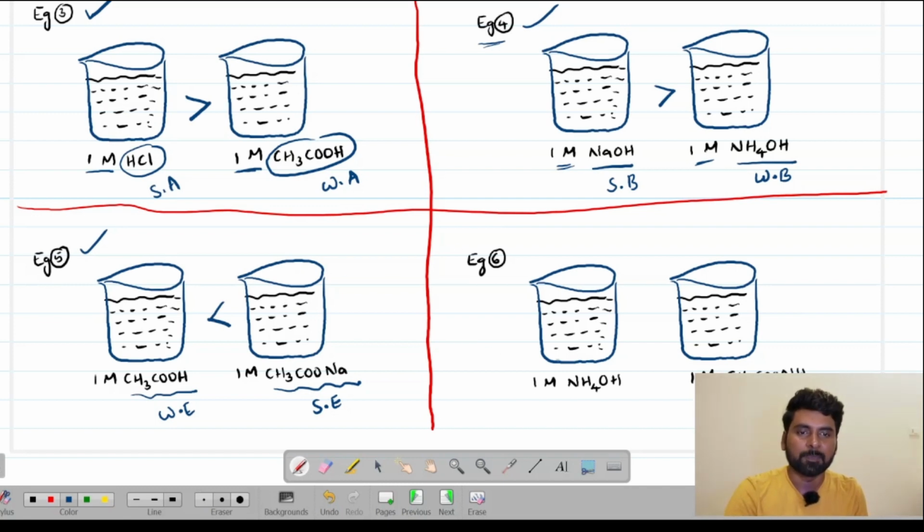That is the thing. Now take this example 6. In this example, ammonium hydroxide and ammonium acetate. Ammonium hydroxide is a weak electrolyte, but its salt is a strong electrolyte. Here the word strong electrolyte means it is stronger than ammonium hydroxide. Okay, don't compare with anything else. So out of these two, obviously the second beaker will show more conductance than the first beaker.